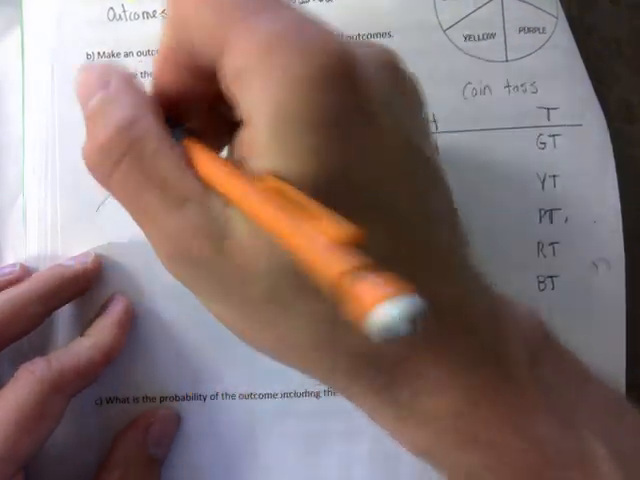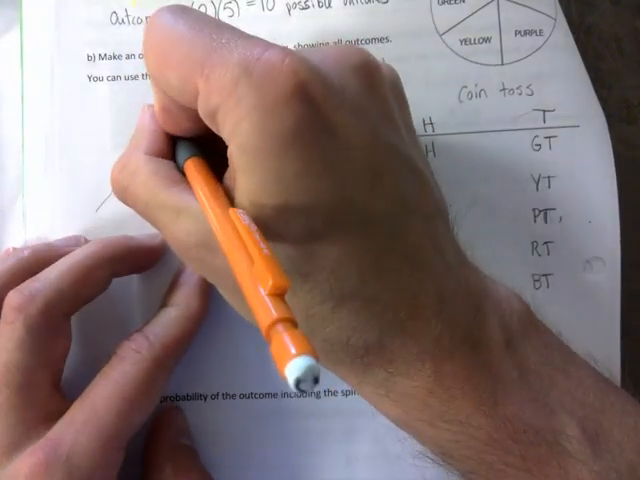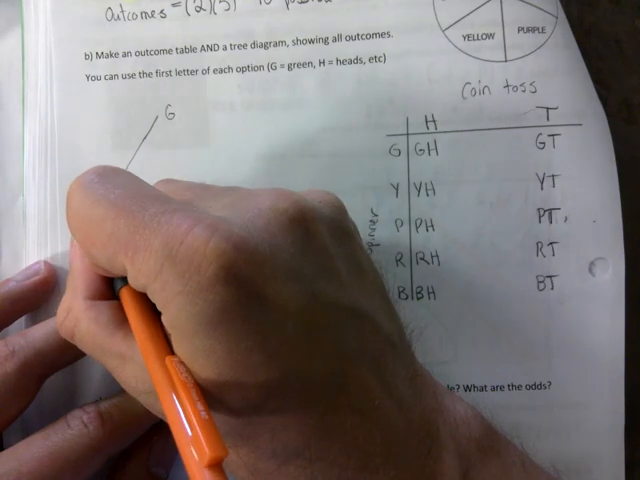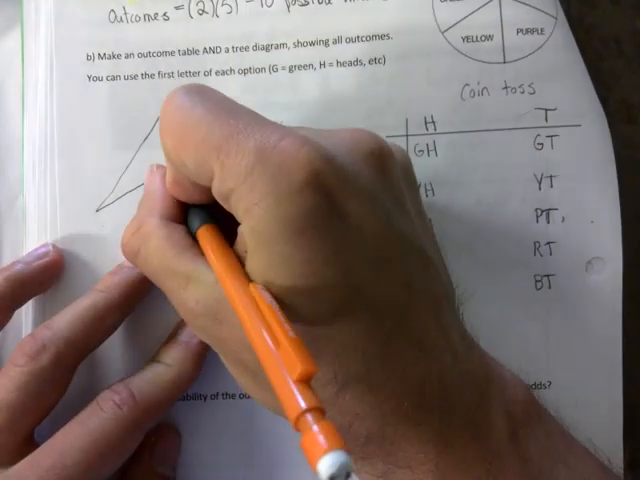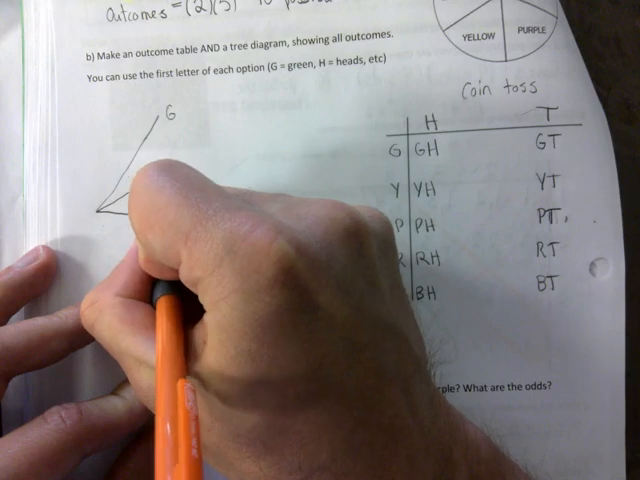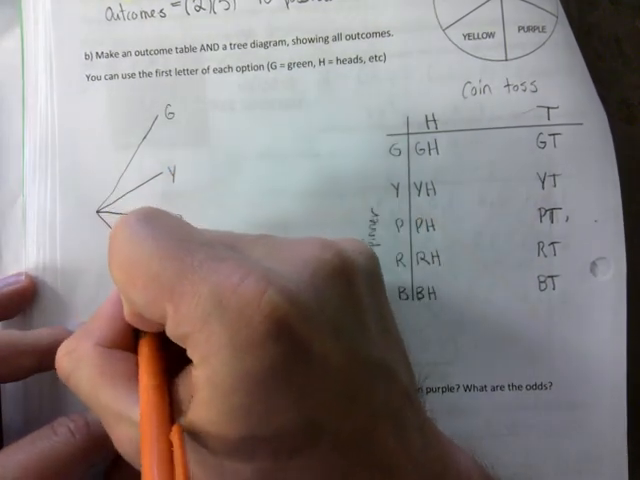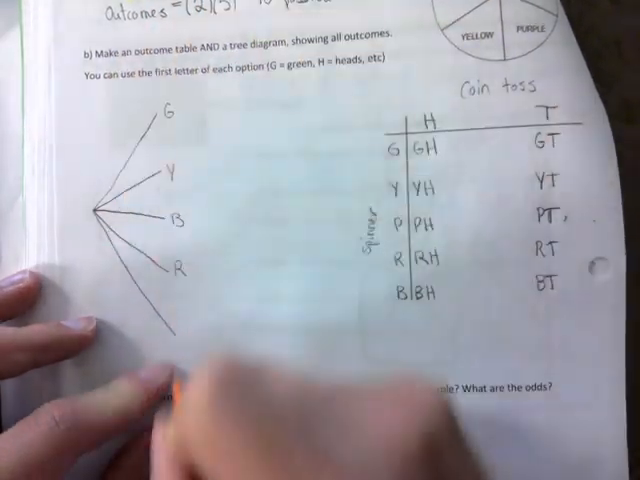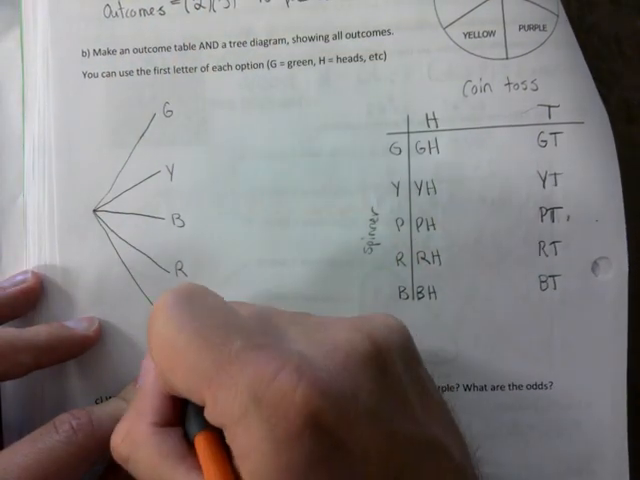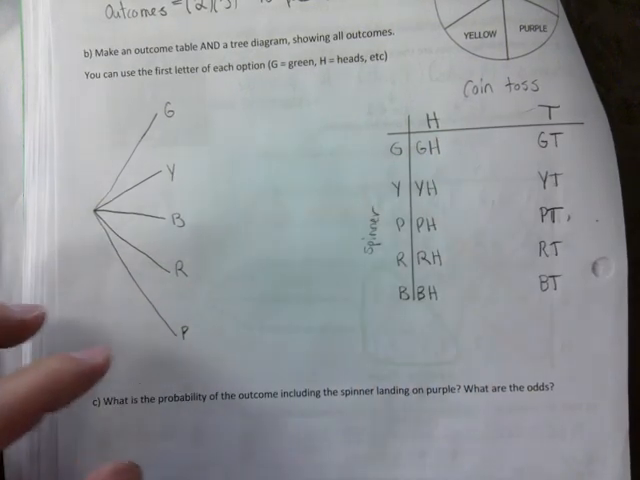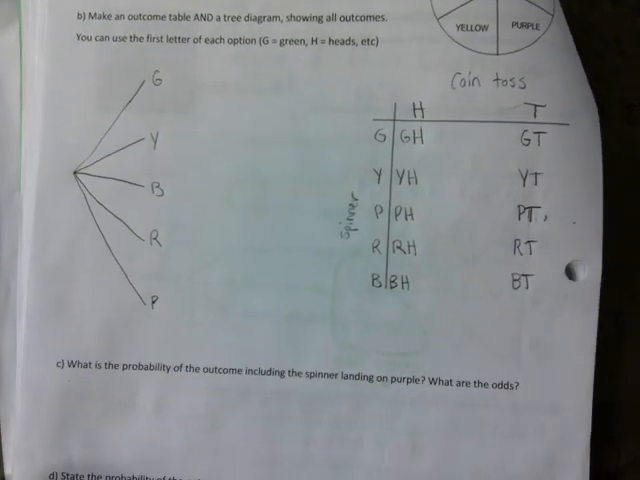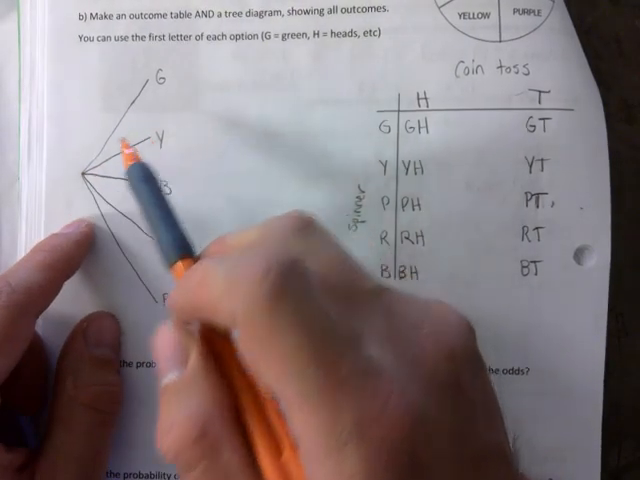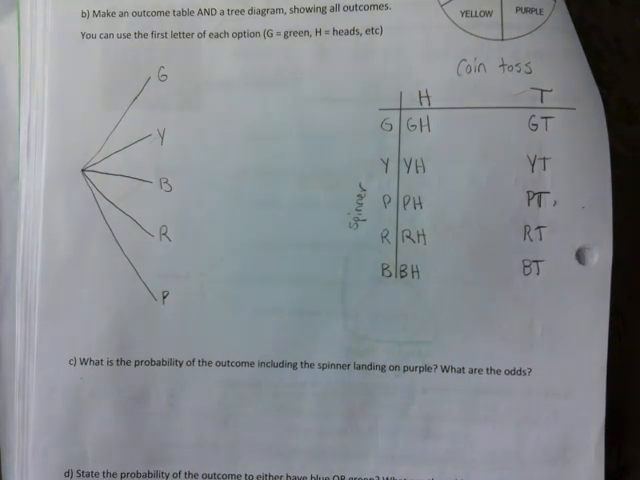So we have green. There's 5 possible outcomes for the spinner. So we have green, yellow, blue, red, and purple. I missed purple. Okay. Again, you could have split the tree up into heads or tails first. Doesn't matter.